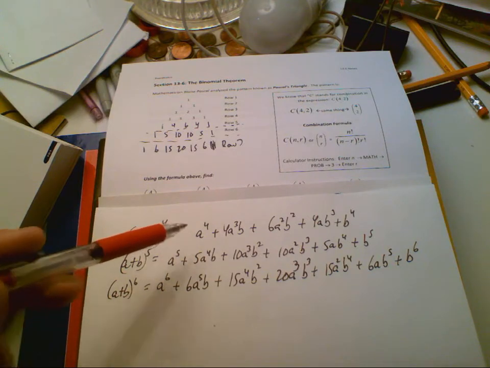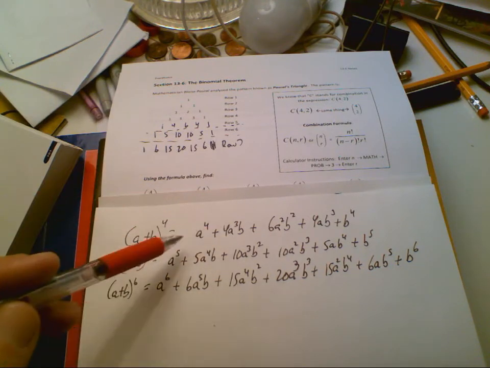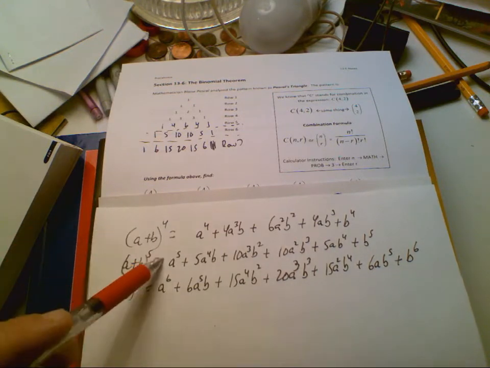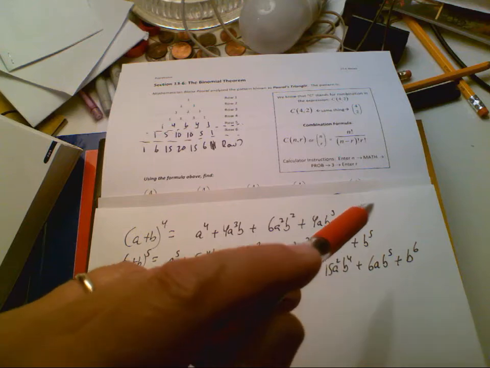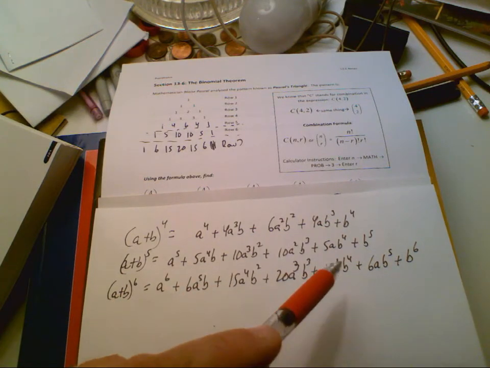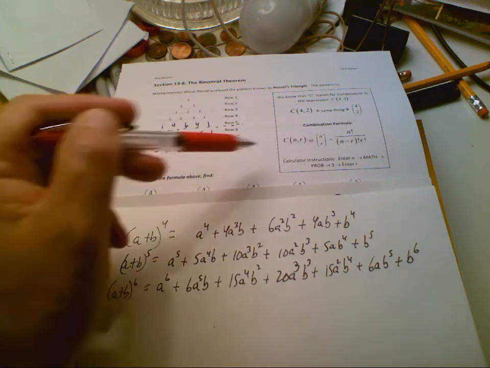What do you notice? Same structure. I can see the triangle again in looking at the coefficients: 1, 4, 6, 4, 1. 1, 5, 10, 10, 5, 1. 1, 6, 15, 20, 15, 6, 1. They map perfectly to rows of the triangle.